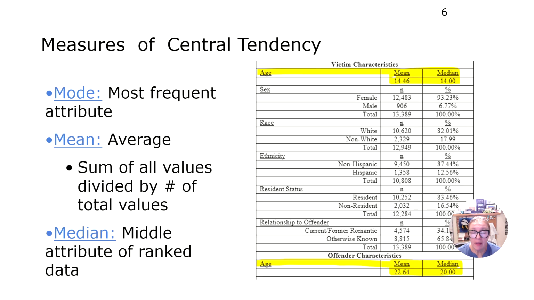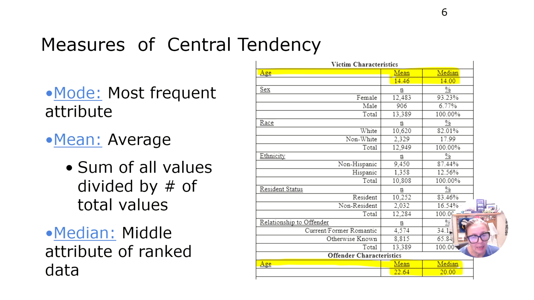Now, if the data is measured at an interval level, we can use that to calculate an average. If it's measured at the ordinal level, we can use it to calculate only a median or a mode. Interval level, we can use all 3. Let me back that up. A mode is the most frequently occurring attribute. The majority of this group is women. If you look under sex, you'll see 93% are women. That's a mode. For sex, that's the only measure of central tendency we can calculate because of how sex is measured. For age, we can also calculate a mean and a median.